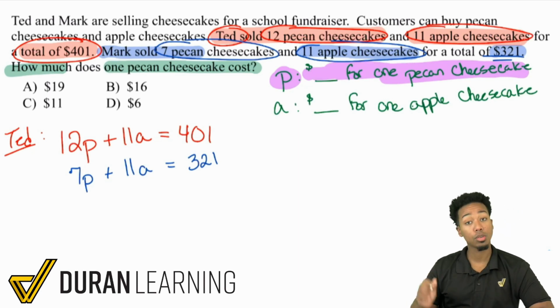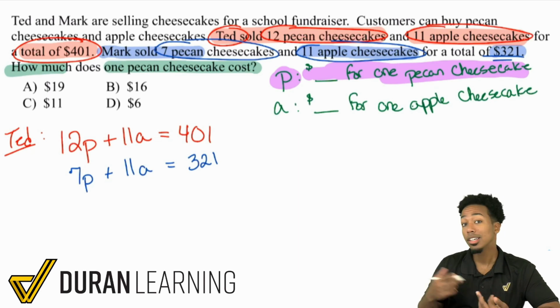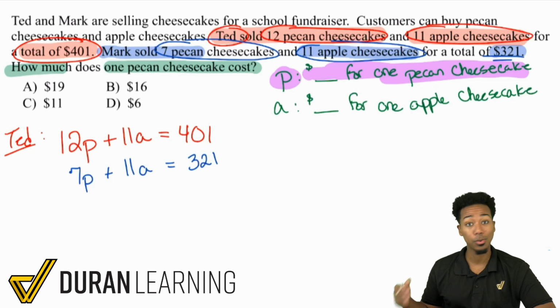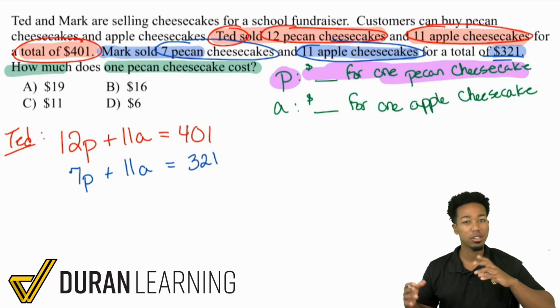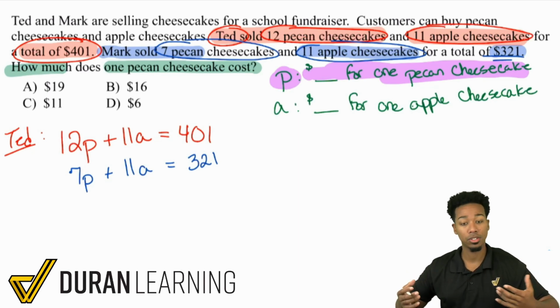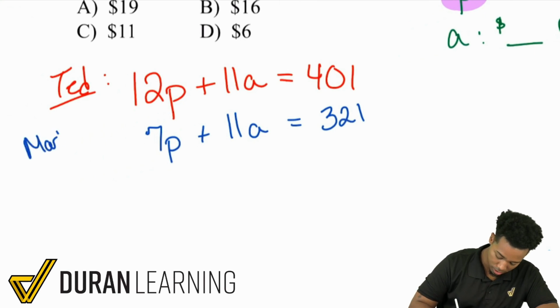Remember, my party people, what we're looking for in this problem is P, the cost for one pecan cheesecake. Make sure that we remember that, that way you don't get confused and solve for one of the other things accidentally and think that's the answer. Now that we have it set up, let's get to work. We have 4 total problems in this guided practice video, each talking about different little things, but we're going to set them up in the same fashion. So here, that was Ted. This was Mark.